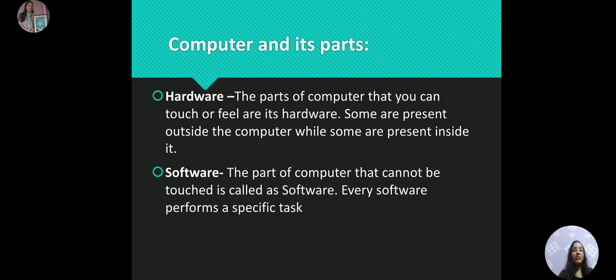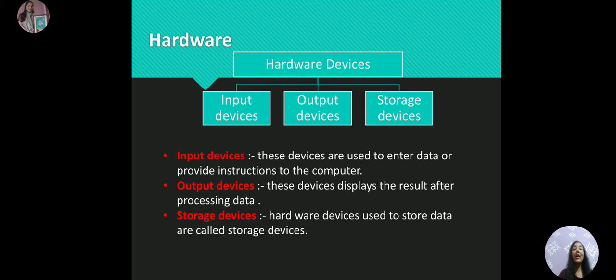As far as hardware is concerned, children, hardware is divided into three main parts. The very first part is input device. The second part is output device, and the third part is storage device. Now, what are devices? Devices are some kind of tool which we can touch, which we can see, which we can hold. So these devices which help in making a computer complete are called hardware.